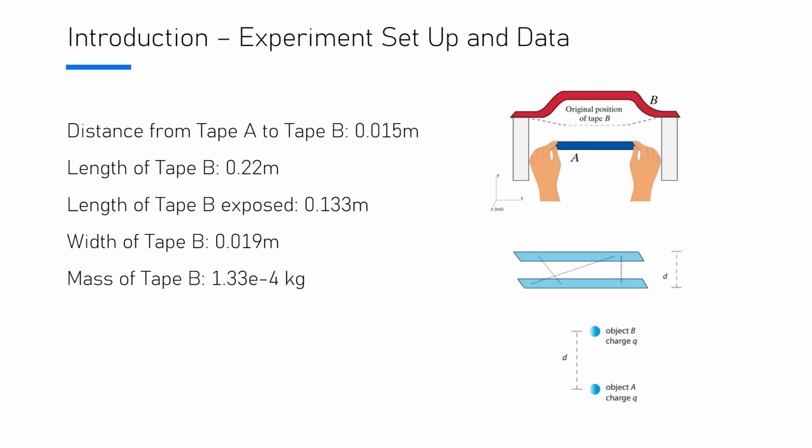This length was used in all calculations to calculate gravitational forces and electric fields. However, this could also be a sign of human error, and if the experiment was done again, the length of the entirety of tape B could certainly be used for calculations. Feel free to pause the video to look at the rest of the data used in this experiment.